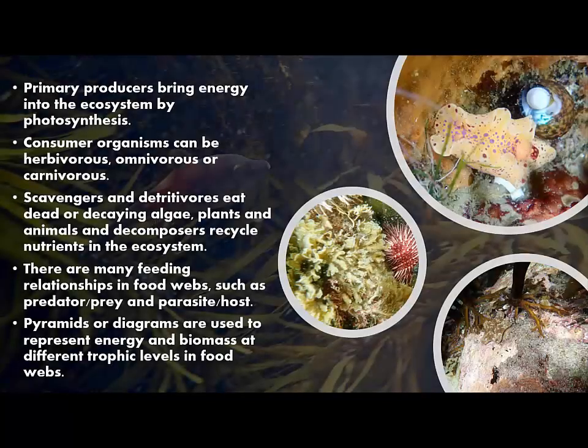In summary, producers bring energy into the ecosystem via photosynthesis. Consumer organisms can be herbivorous, omnivorous or carnivorous. Scavengers and detritivores eat dead and decaying algae, plants and animals, and decomposers recycle nutrients into the ecosystem. There are many feeding relationships such as predator-prey or parasite and host. Pyramids and diagrams can be used to represent energy and biomass at different trophic levels in marine food webs.